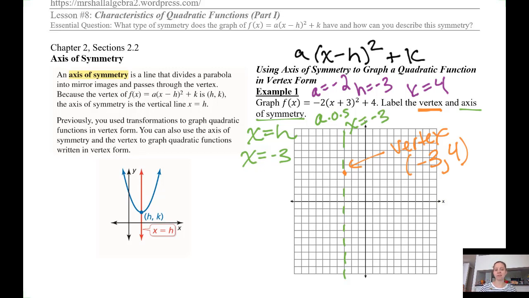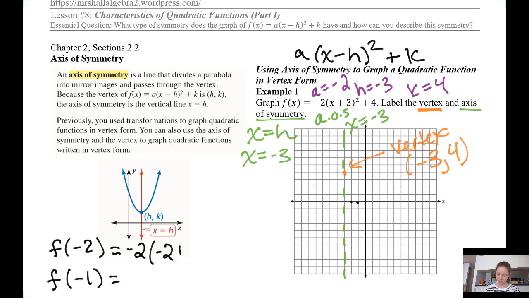Now, how this helps us with graphing is if you imagine that we don't have a graphing calculator, we don't have access to it, we are going to find a few points and then use the axis of symmetry to double the amount of points we know. I am going to use an x value that's 1 away from the axis of symmetry and 2 away. So that is an x of -2, so I'm going to find f(-2), and an x of -1, f(-1). I'm going to put that x value into the function. The function is -2 times (x + 3) squared plus 4. So this is -2 times (-2 + 3) squared plus 4, and I have -2 times (-1 + 3) squared plus 4.